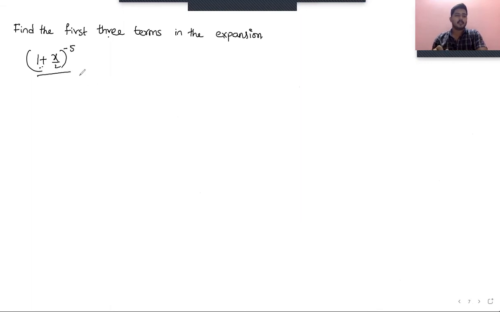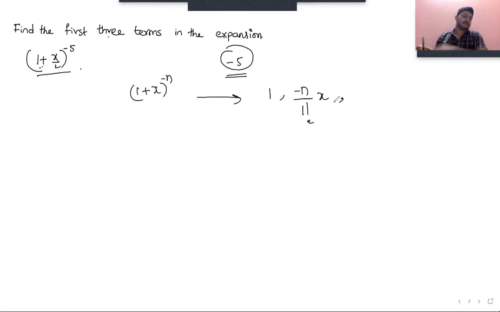It's (1 plus x by 2) whole power minus 5. So here the index is minus 5, and they are asking for the first 3 terms. First I'll consider this (1 plus x) whole power minus n and write the first 3 terms for it. The first term will obviously be 1. The next term should be minus n by 1 factorial into x. And the next term should be minus n into minus n minus 1 divided by 2 factorial into x square.